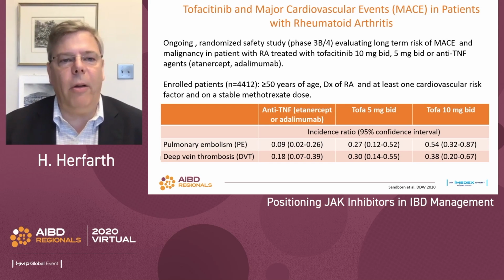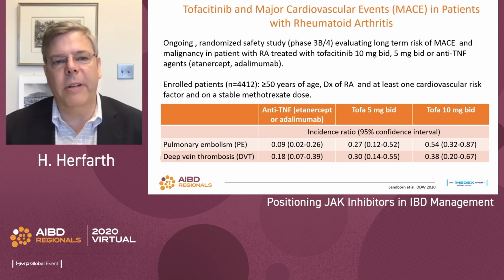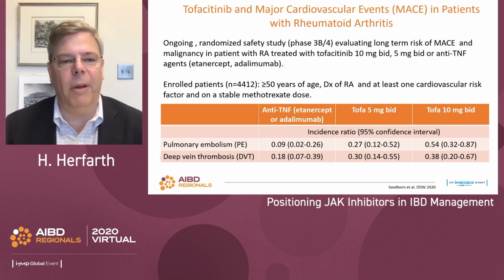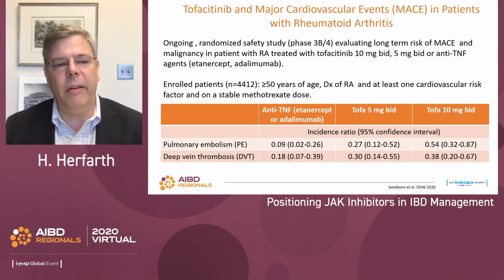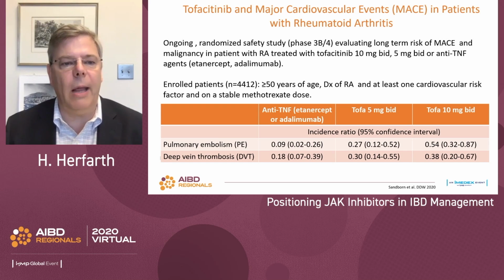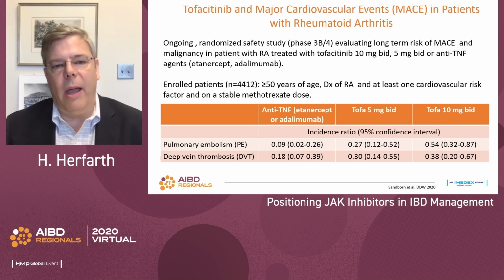There were over 4,000 patients enrolled. They were all older than 50 years of age. They had a diagnosis of RA and at least one cardiovascular risk factor, and they were on a stable dose of methotrexate while being on tofacitinib. If you now see the incidence ratios for pulmonary embolism and deep vein thrombosis in the table below, it increases from anti-TNF, which has the lowest incidence, to 5 milligram BID tofacitinib, and then the highest with 10 milligram BID tofacitinib. So it's a dose-dependent increase of the incidence of both.